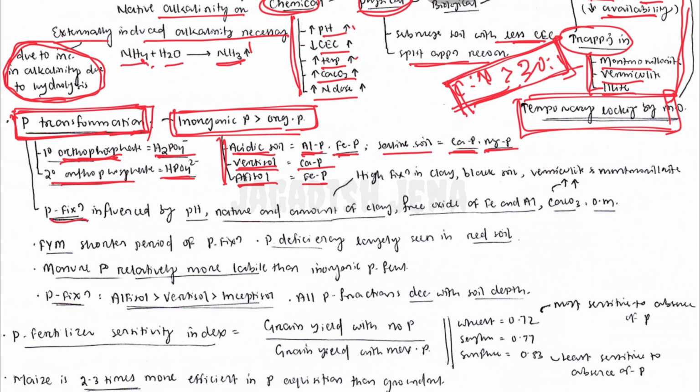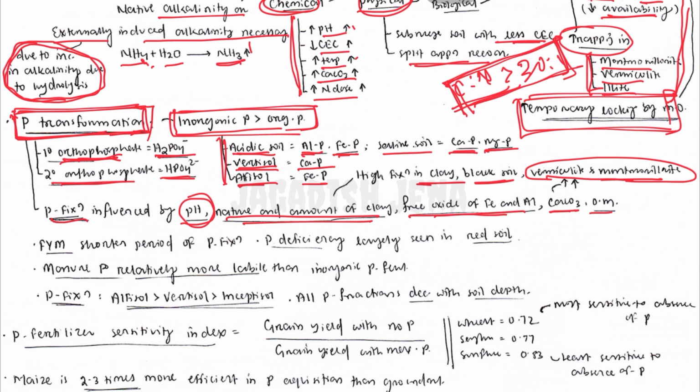Phosphorus fixation is influenced by soil pH, nature and amount of clay, which type of clay is present and what is the extent of its content, free oxides of aluminum and iron, calcium carbonate, and organic matter. So these factors will affect phosphorus availability or phosphorus fixation. There is high fixation in clay soil compared to sandy soil or loamy soil. Black soil will also fix a higher amount of phosphorus. Then vermiculite and montmorillonite, like 2:1 clay minerals, can also fix more phosphorus in the soil and make it unavailable.